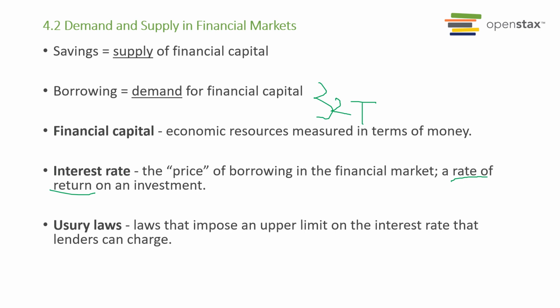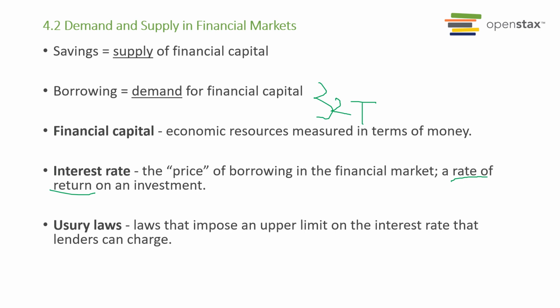So imagine if I'm putting my money into Bank of America, opening a savings account, my return on investment is the interest rate on that savings account. Also known as a usury law. So that's laws imposed on the upper limit of the interest rate the lender can charge. Now, normally we don't do this. Normally our government stays out of it. We allow the financial market to behave according to the market forces.